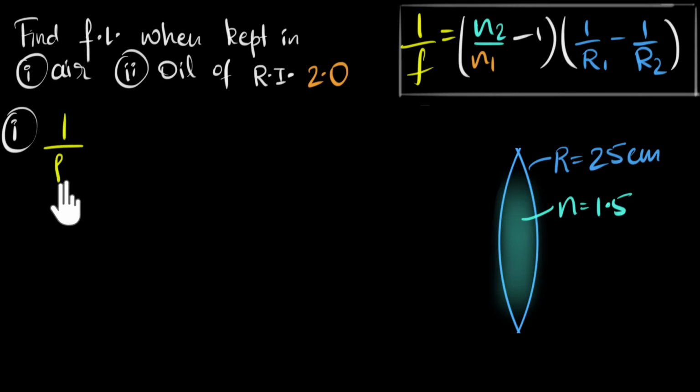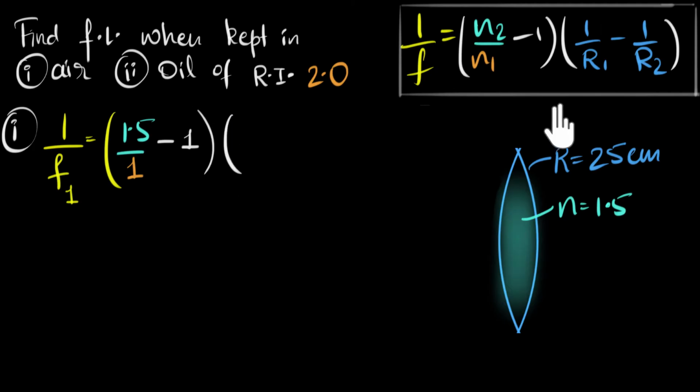So 1 over the focal length, let's call that focal length f1 for the first case, equals n2 over n1. Well, n2 is the refractive index of this medium, so that's going to be 1.5 divided by n1, which is the refractive index of the surrounding medium, which is air. So for us, refractive index of the air is pretty much 1, minus 1, times 1 over r1 minus 1 over r2. Now r1 and r2 are the radii of curvature of the two surfaces, and both are 25 centimeters. So is it just 1 over 25 minus 1 over 25? We have to be careful.